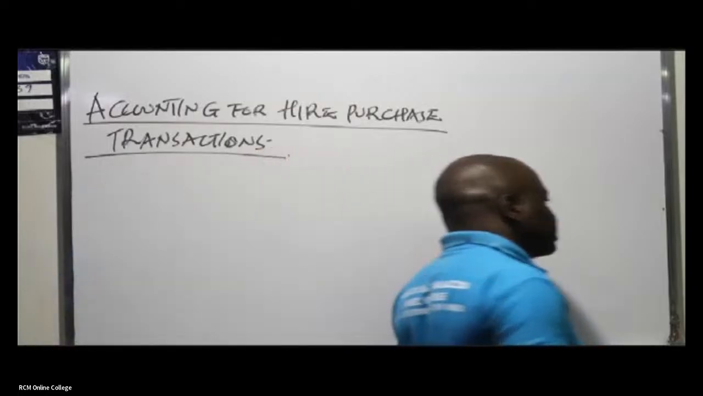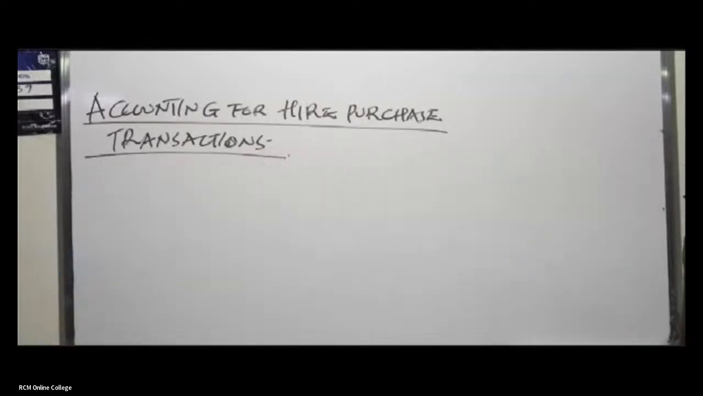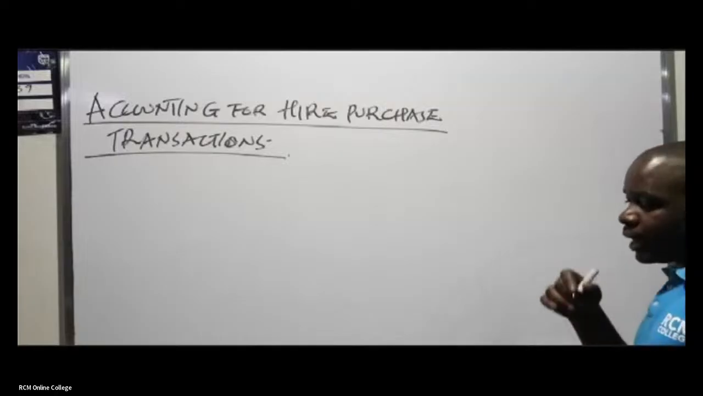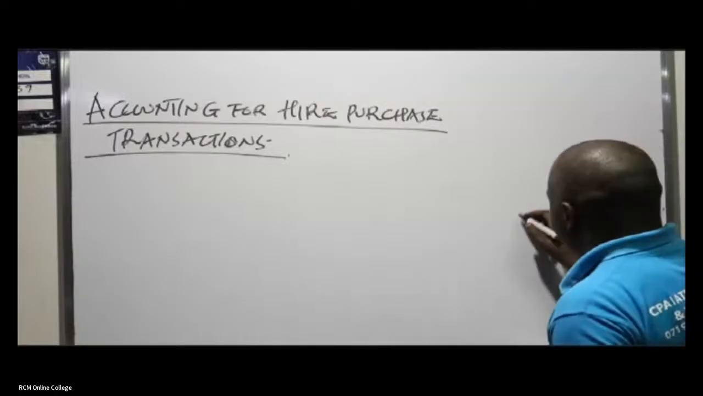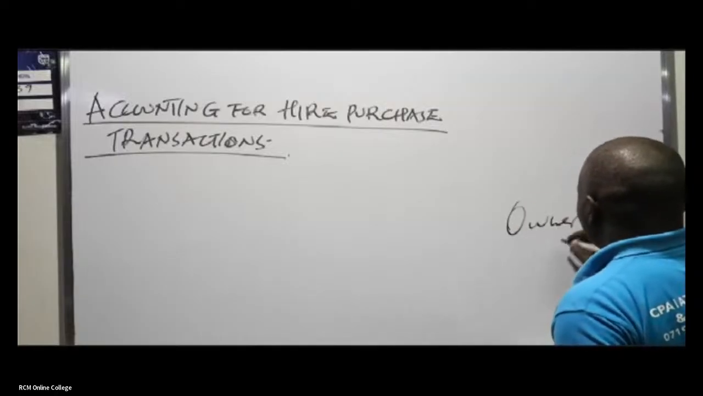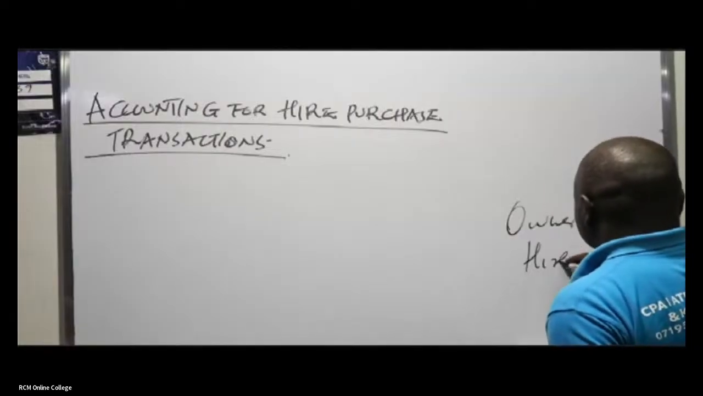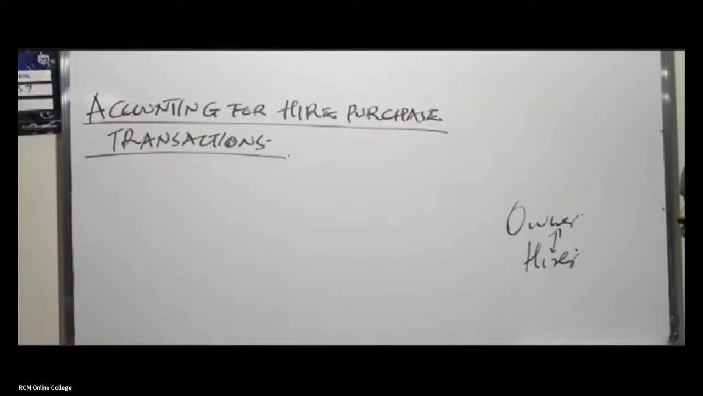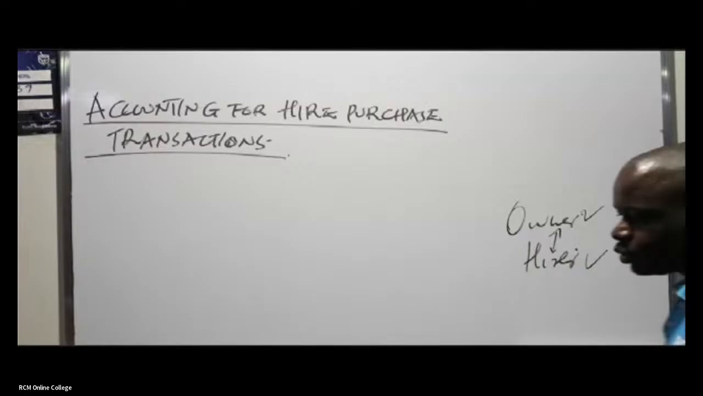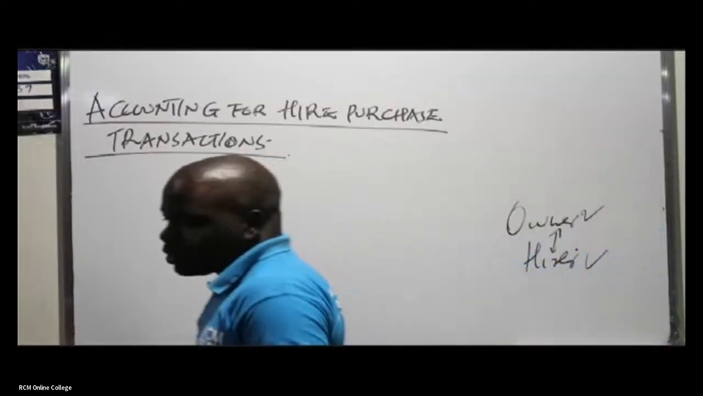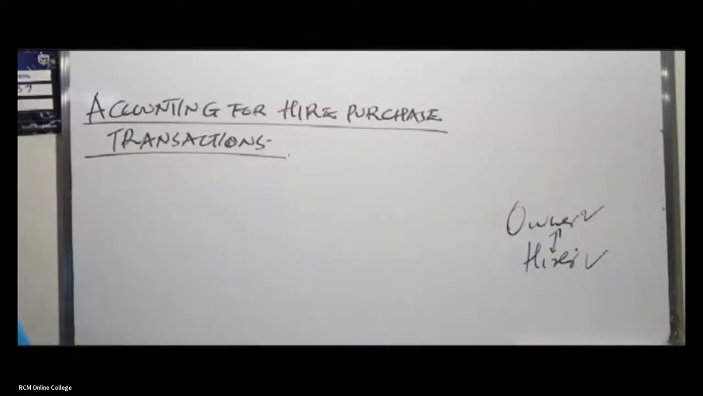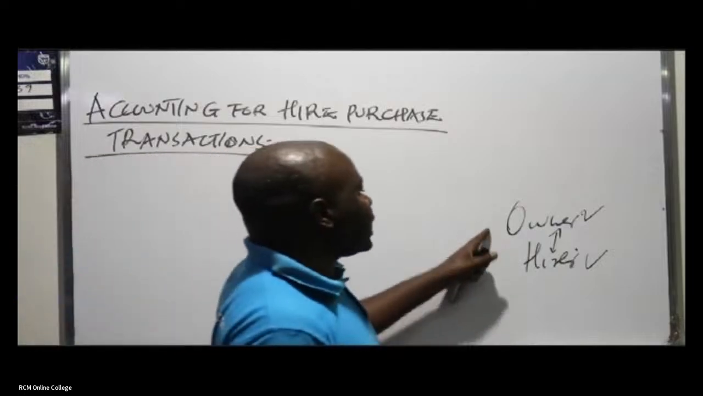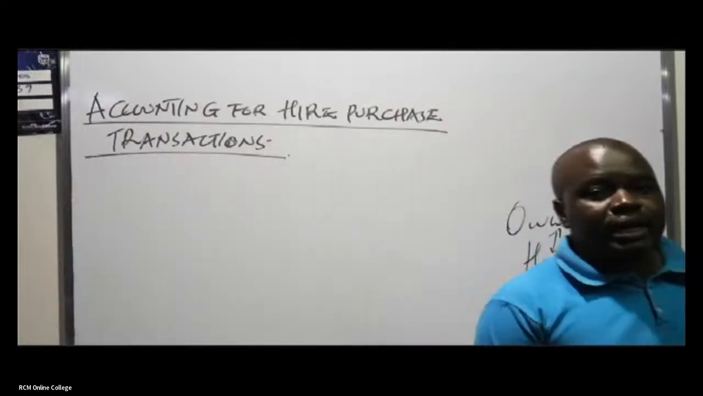A hire purchase contract or transaction is a kind of agreement where we have two parties. We have the owner of the goods, and we have the hirer. Take note, we don't have the seller. But eventually, the owner can become a seller.